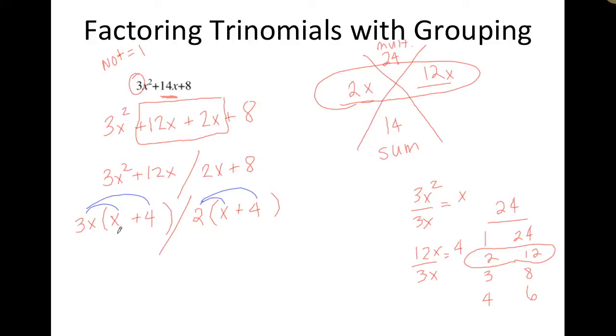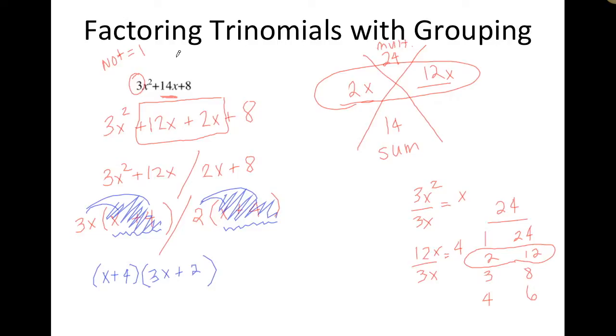Now that I have recognized that they both have an x plus 4, I am now going to factor the greatest common factor out of both of the groupings. I will write down the x plus 4. That is the greatest common factor from the first group and from the second group. In essence, I have taken this away. Now I will write down whatever is left over, 3x plus 2.